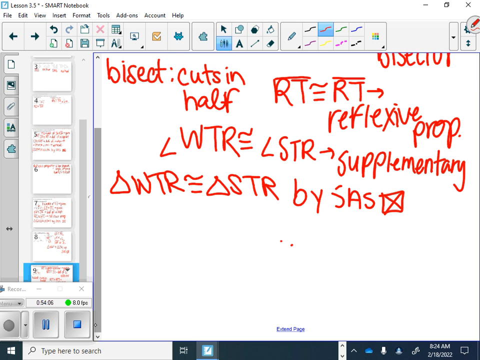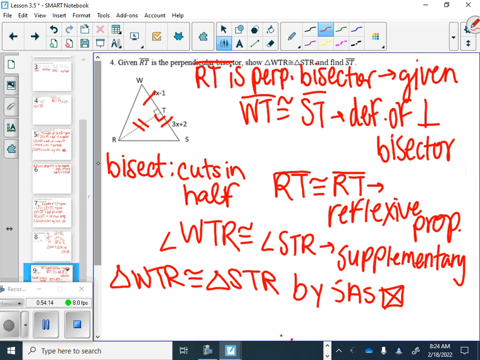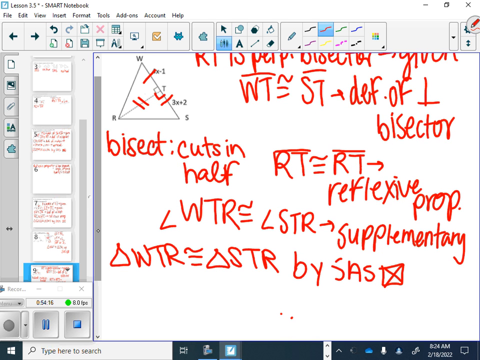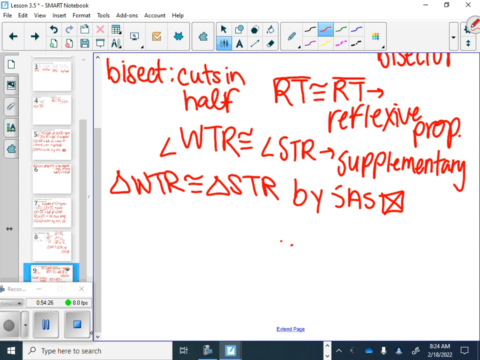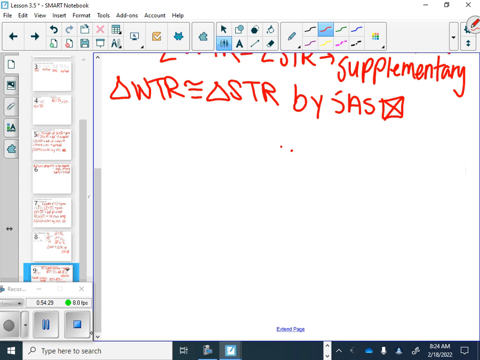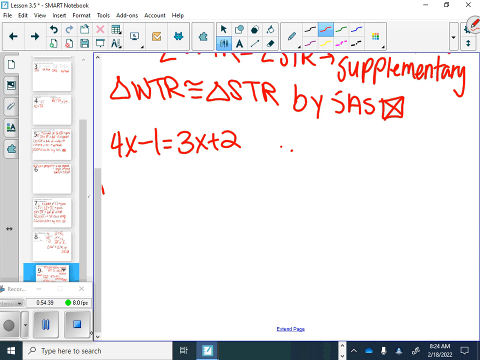If you look at the instructions real fast, I was also asked to find ST, just the length of it. What did I mention about WT and ST? They're equal. So to figure out the length of ST, simply set those two pieces equal to each other and solve for x. Real quickly, just do a little bit of math. 4x minus 1 equals 3x plus 2. I said in my proof that WT and ST were congruent to each other by the definition of a perpendicular bisector.